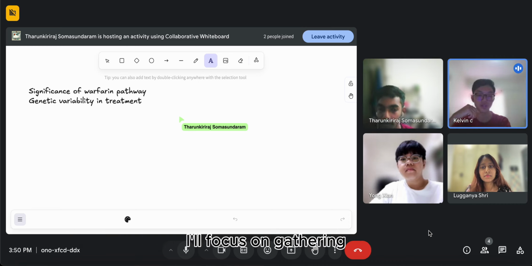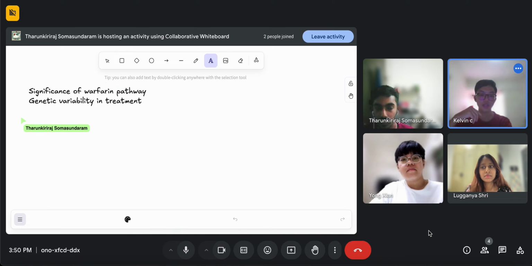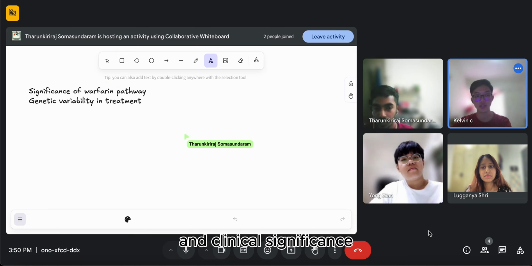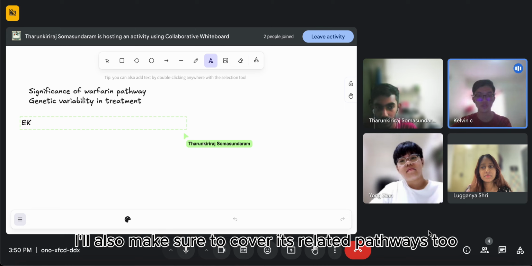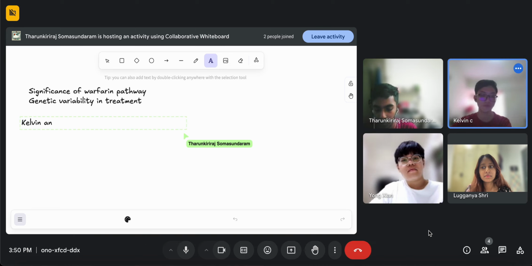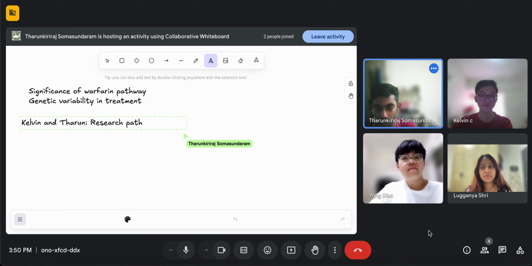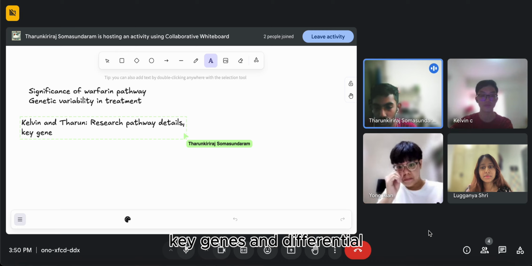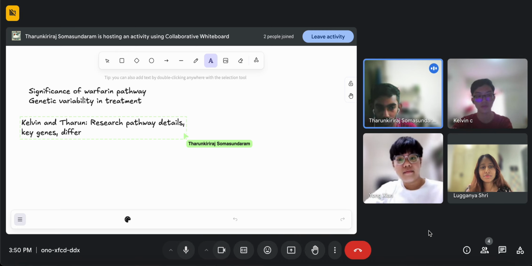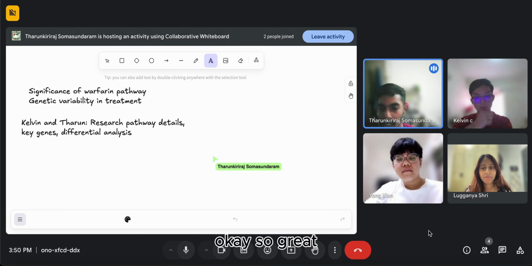I'll focus on gathering detailed information about the pathway, its differential components, and clinical significance. I'll also make sure to cover its related pathways too. Okay, let me just put it down into the details, key genes, and differential analysis. Yeah. Okay, so great.